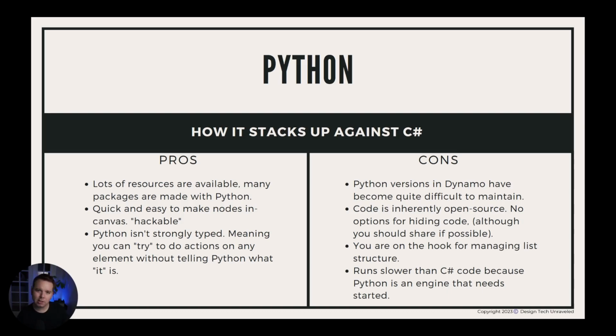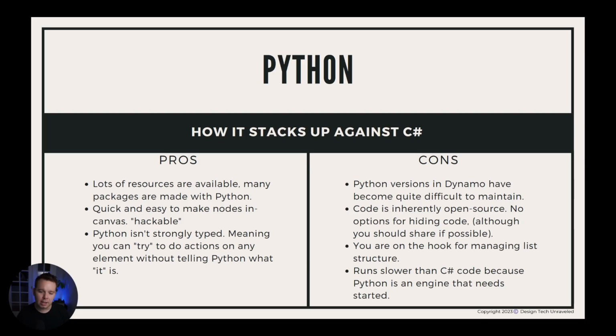This one's interesting, and this one catches a lot of attention from people. But Python technically runs slower than C# in Dynamo, specifically because the engine needs turned on. So Python is an engine in Dynamo and it needs started. So that first run with Python takes a lot more time than C#. C#'s what Dynamo is built in, and it just knows how to run that. The engine's already started.